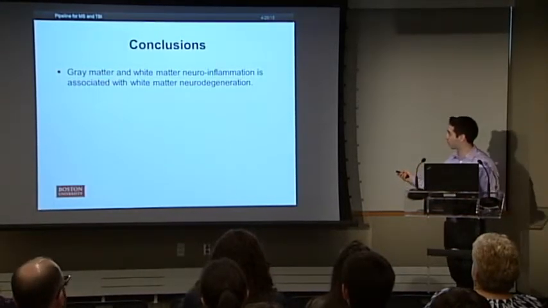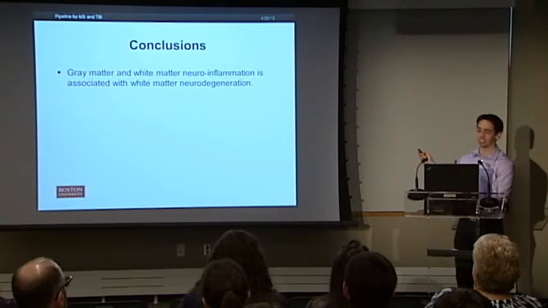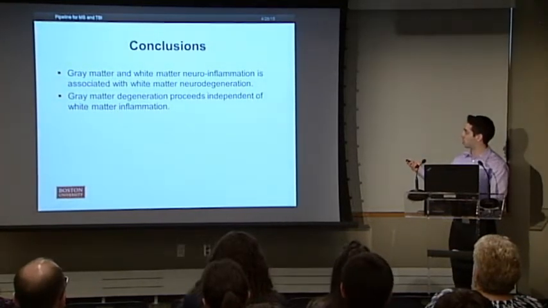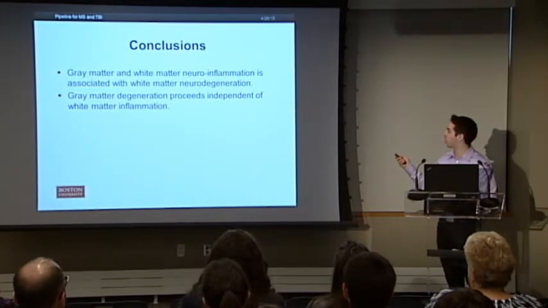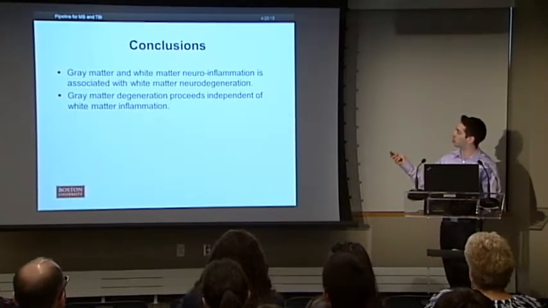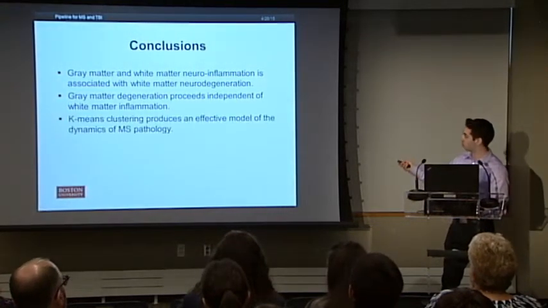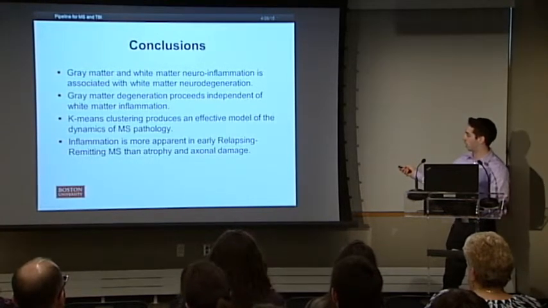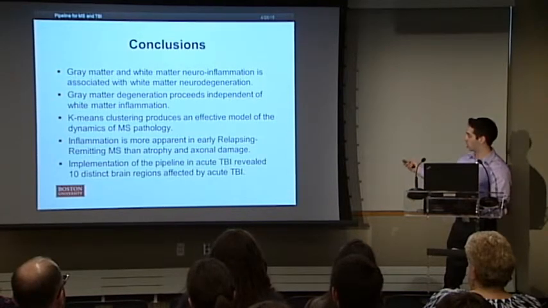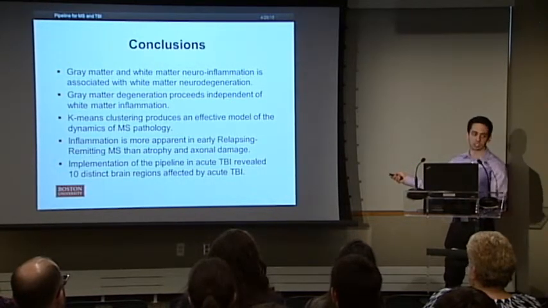Conclusions: gray matter and white matter neuroinflammation is associated with white matter neurodegeneration. Gray matter degeneration proceeds independent of white matter inflammation, because increased white matter free water was not associated with decreased gray matter volume. K-means clustering, as I said before, is an effective model of the dynamics of MS, and inflammation is more apparent in early than later stages. And I just showed you the TBI results.